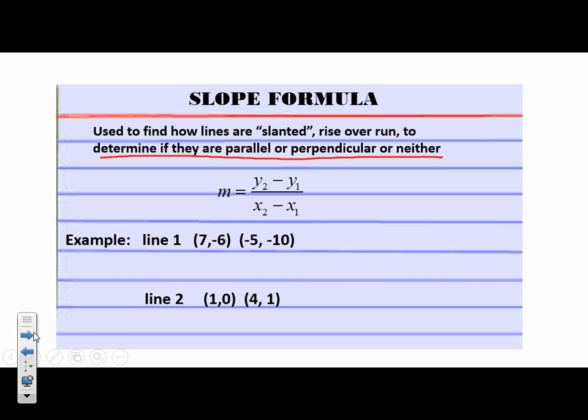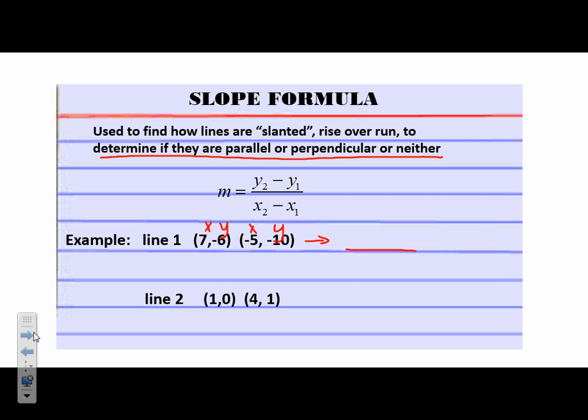And for this, you have to be given two lines, and you're going to compare their slopes to try to decide if they are parallel, perpendicular, or neither. So the slope formula says how are lines slanted. It doesn't give me a distance, but it says how are they slanted, okay? So let's try this first one, line 1. If I was going to do the slope formula or set up the slope formula for line 1, we'll go ahead and use the xy again.